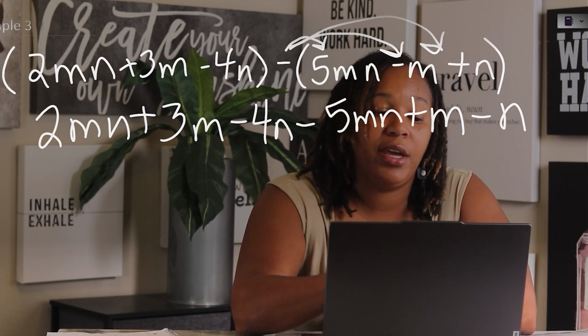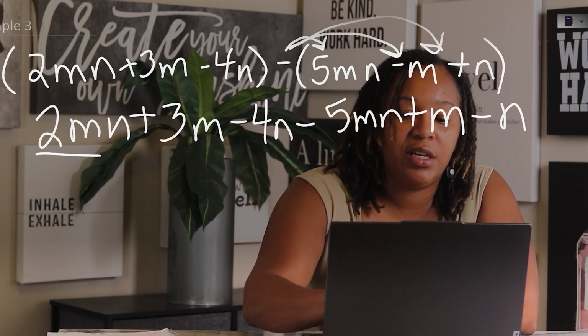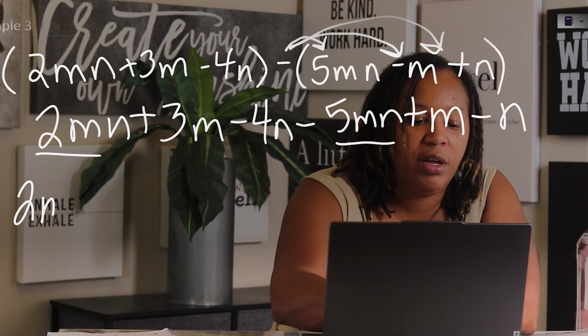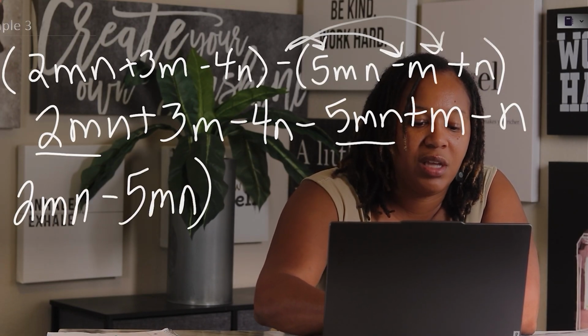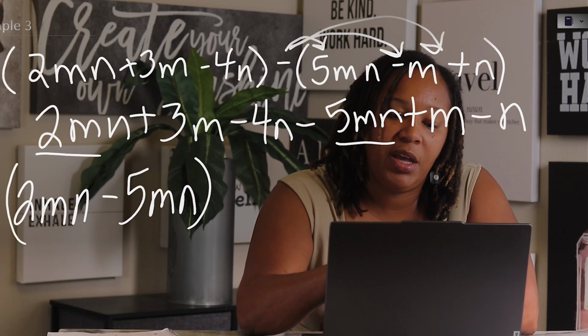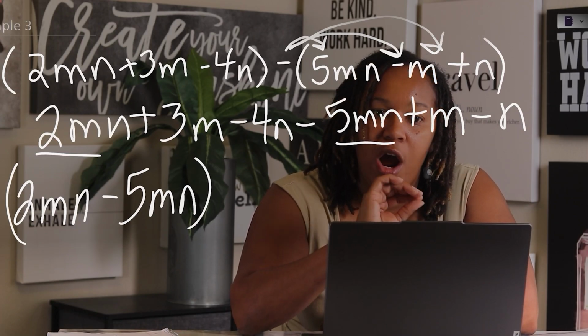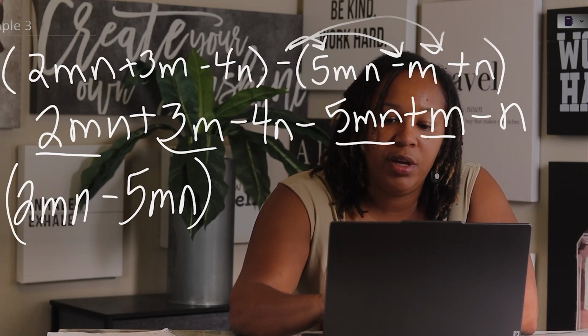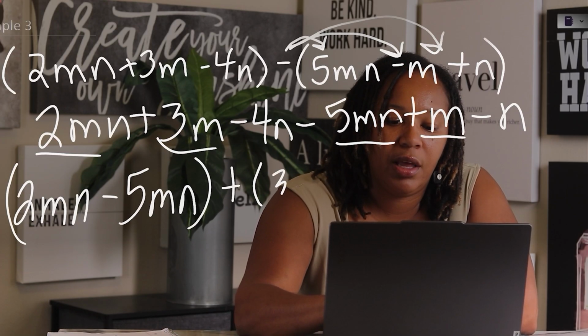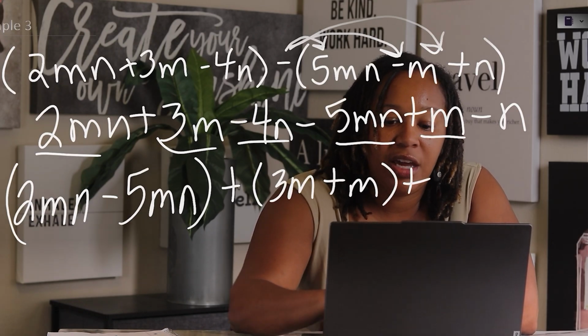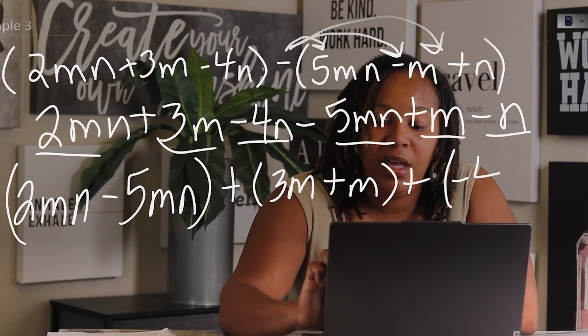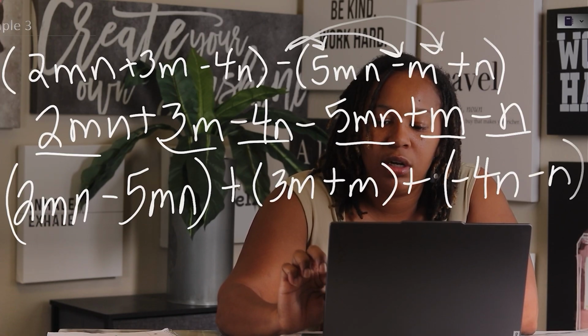And now you combine your like terms. So your first set of like terms is going to be this 2mn. Remember, you're looking for the things with the same variable, same exponent. So that 2mn minus that 5mn are alike. Then that 3m and that m, those are alike. So you're going to combine those. And lastly, this negative 4n and this negative n are alike. So you're going to combine those.